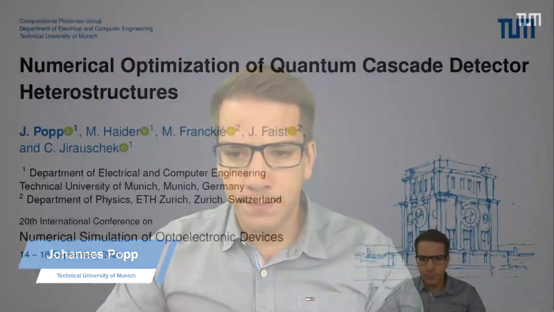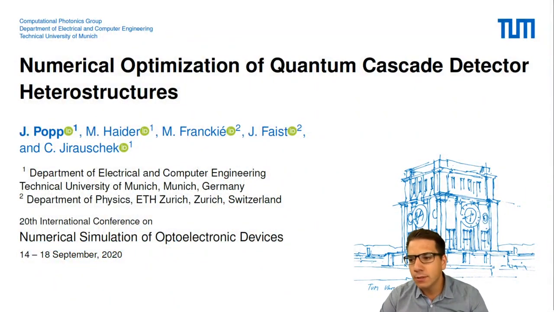My name is Johannes Popp and I'm a PhD student at the Technical University of Munich. The topic of my presentation today is the numerical optimization of quantum cascade detector heterostructures. This was collaborative work with our colleagues from ETH Zurich.